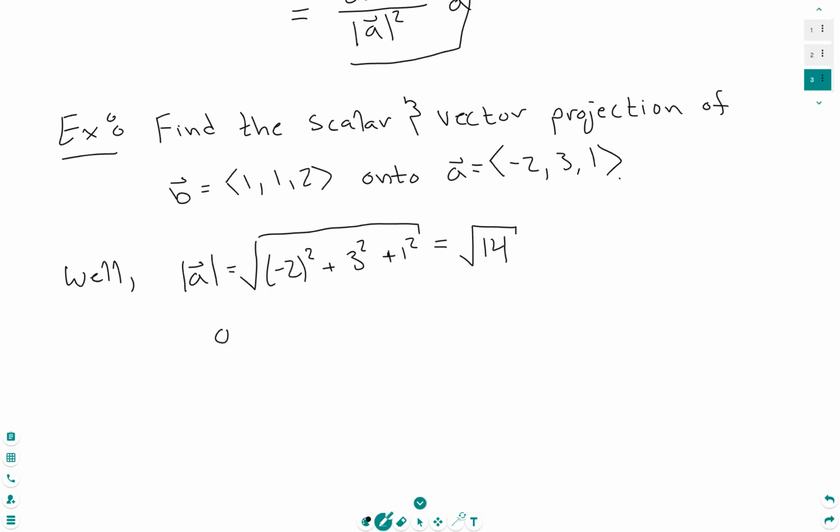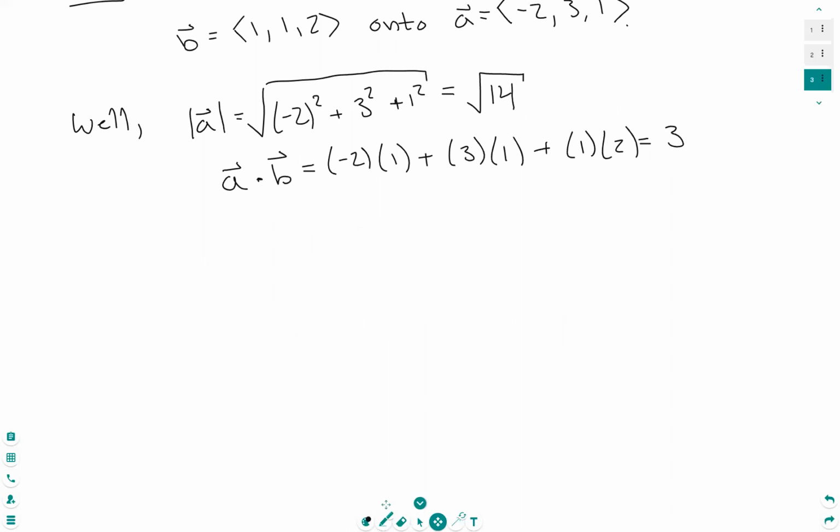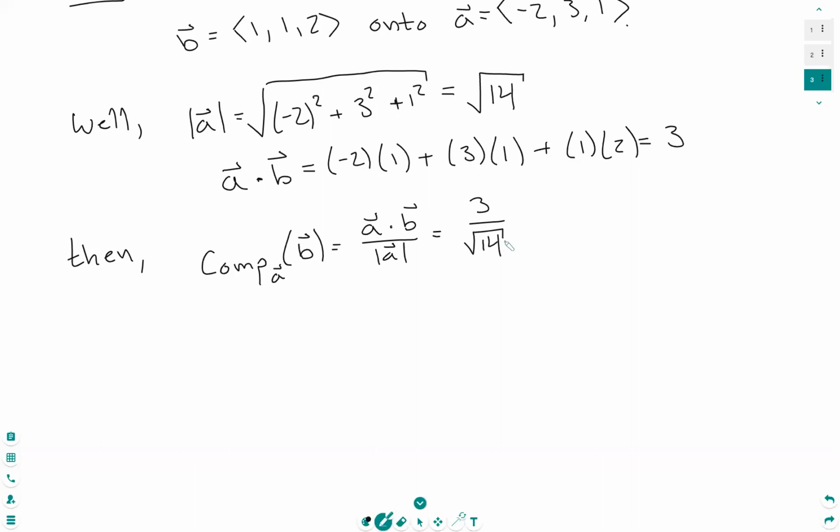And I also can calculate the dot product of these two. So I'll look at A dotted with B. So I get -2 times 1 plus 3 times 1 plus 1 times 2, which is equal to 3. So then I have that my scalar projection, or my component of B onto A, was this dot product divided by the magnitude of A, or 3 over root 14. So that was the length of the shadow of B onto A.